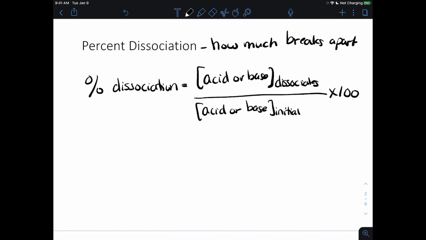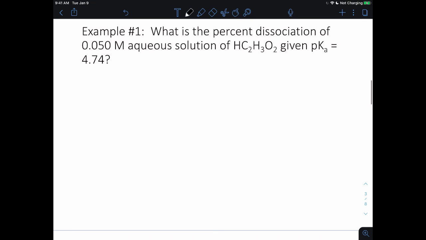So now let's see if we can apply this to an example. First example: what is the percent dissociation of a 0.050 molar aqueous solution of HC2H3O2? That's actually acetate with an H, so this is acetic acid. And the first question you should always ask yourself with these problems is, what is this? Is it an acid or a base? Is it strong or weak? And look at what clues you have. They gave me a pKa, so that should give you a hint. This is a weak acid.